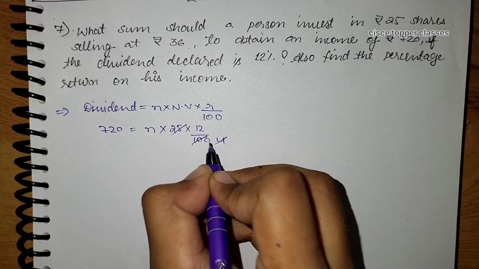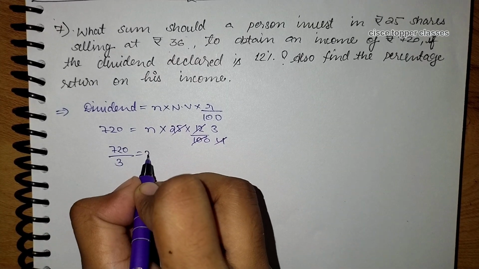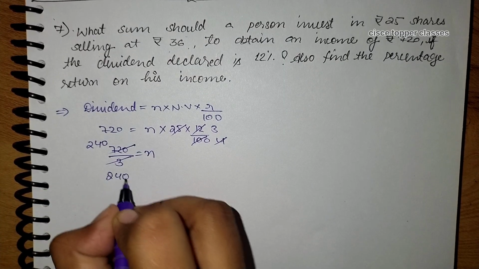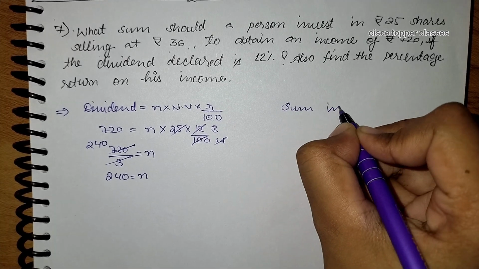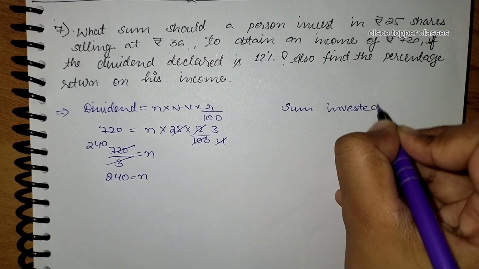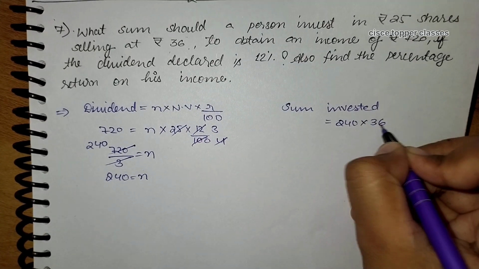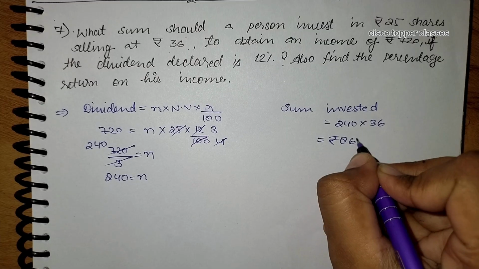So this will be cancelled out by 4 and this will be cancelled out by 3. So 720 by 3 is equal to the value of n. This will be 240 as the number of shares in this question. Now if you want to find the sum invested here, sum invested will be number of shares into market value. Number of shares is 240 and market value is 36 here. So here the final answer will be rupees 8640.